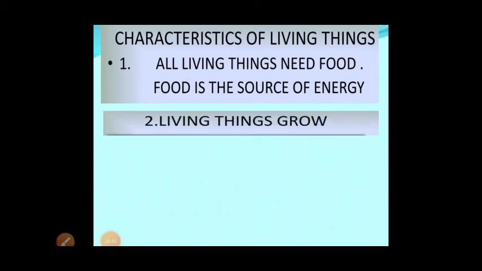All living organisms grow. You might observe in daily life that we are growing. Correct? You were very small, then you grew up. You can see how small seeds grow and become a big plant. So all living organisms will grow.